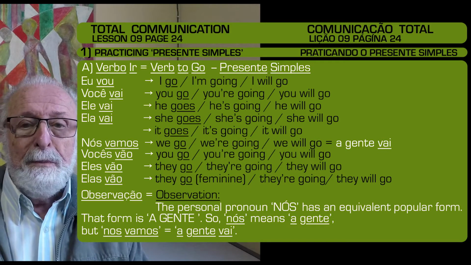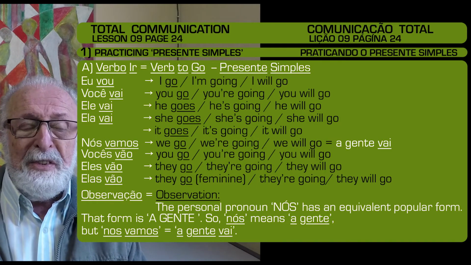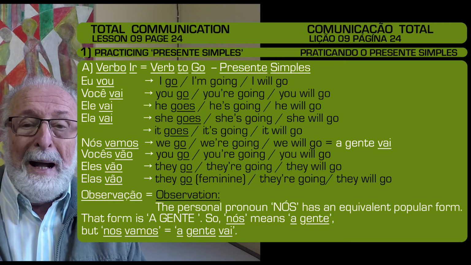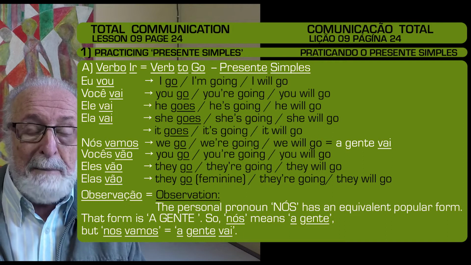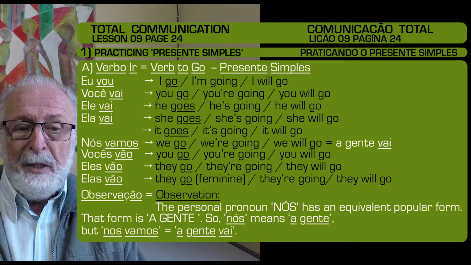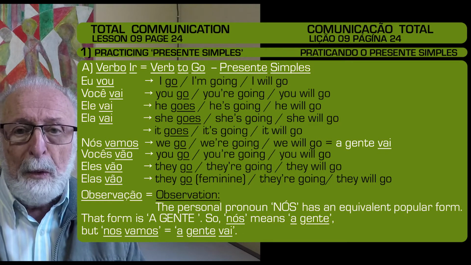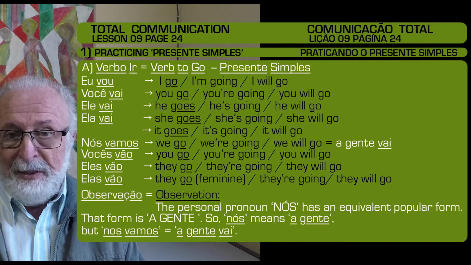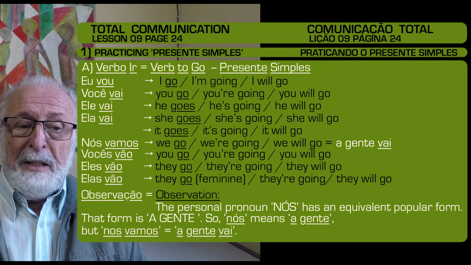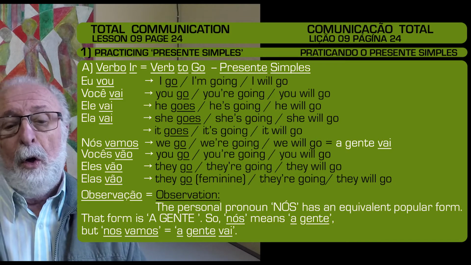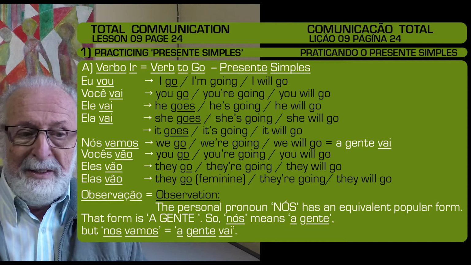Eu vou. Eu vou is the first person singular of the verb to go. I go. But eu vou also means I'm going. You can replace it with I'm going, and you can also replace it with I will go. You see that? That's good. So, eu vou means I go, I'm going, or I will go. You can make a choice.